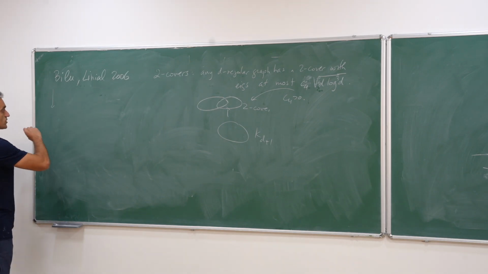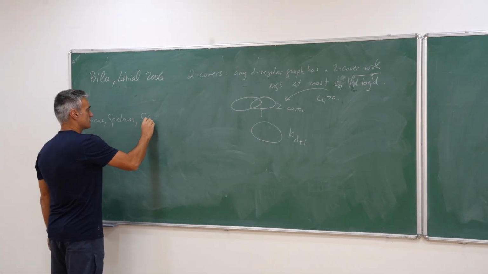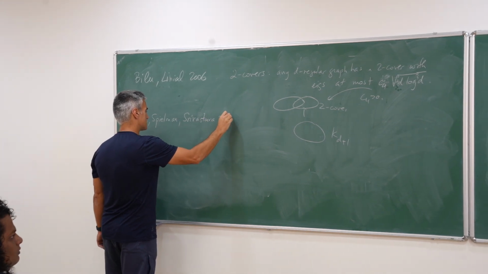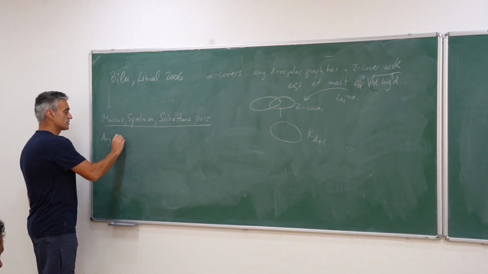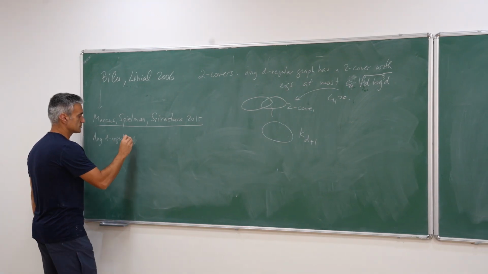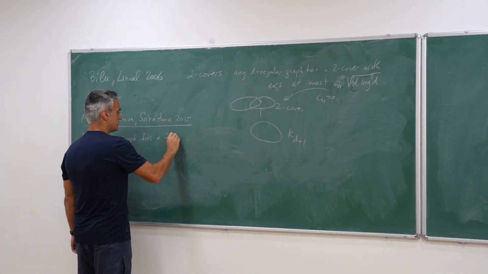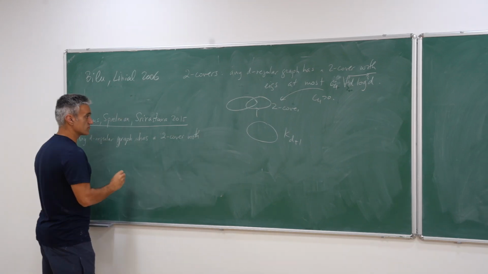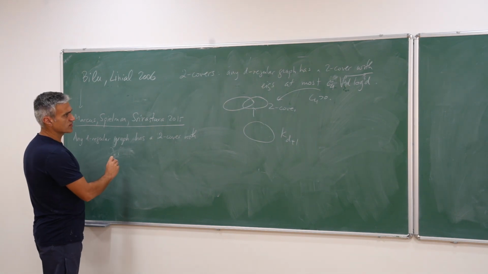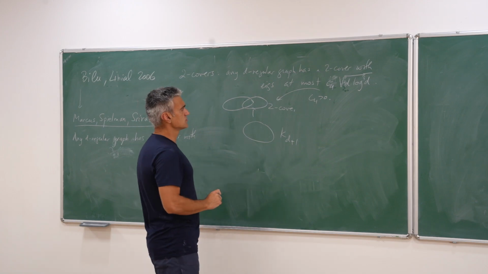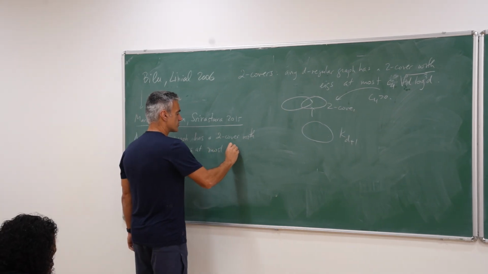And then later on, this work was extended by Marcus, Spielman, and Srivastava. I think this is 2014, 15, something like that. They proved something of the following: any d-regular connected graph has a 2 cover with the new eigenvalues, so lambda 2 of the adjacency matrix, with all the new eigenvalues at most 2 square root of d minus 1.